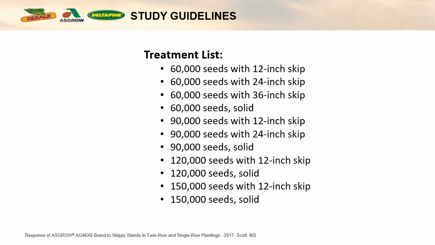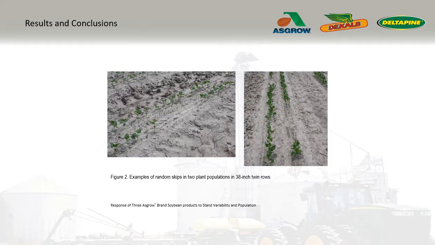We'll plant things like 60, 90, 120, 150,000 seed per acre. We'll introduce skips of a known size from 12 to 36 inches long. And the biggest skip that we would typically introduce into a test like this would be about the width of the row spacing. So we're on 38-inch rows. A 36-inch skip is what we put in this test. Then we harvest that with a commercial machine. We're able to then figure out how the soybeans can compensate or not compensate for the skips when they do occur.